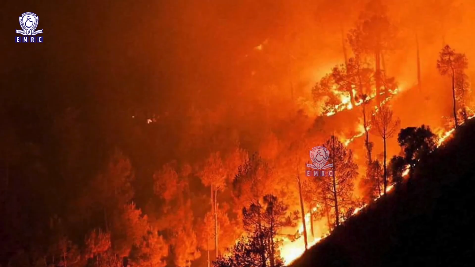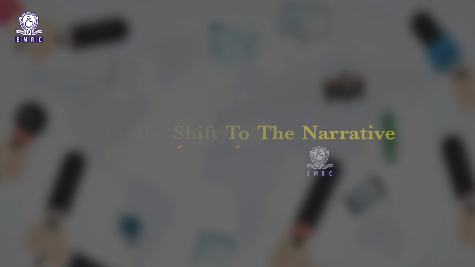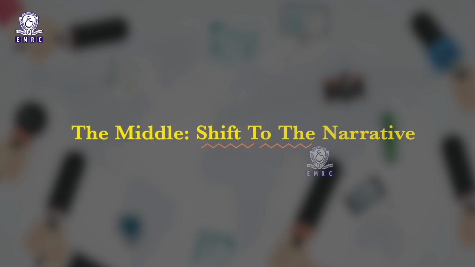Readers are given the essential information upfront: the who, what, when, where, why, and how. For example, let's say you are reporting on a wildfire. A massive wildfire swept through the forest on Monday, destroying over 5,000 acres, displacing hundreds of families, and prompting a statewide emergency declaration. Second is the middle, the shift to the narrative.